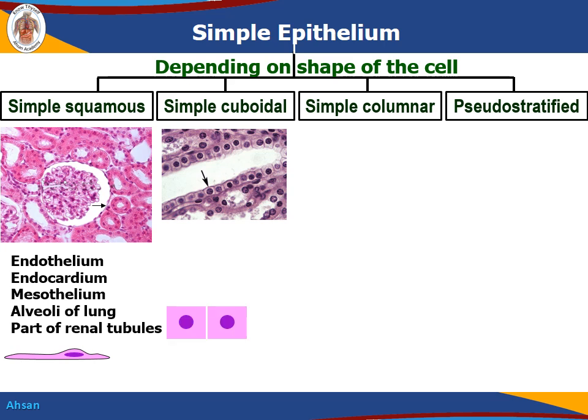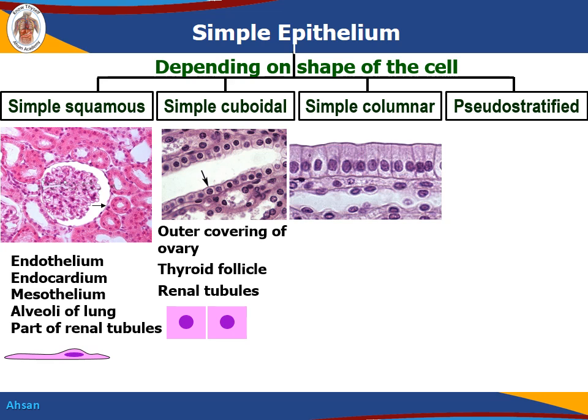Cuboidal cells means they are square-shaped cells containing a nucleus which is rounded and centrally placed. This is present on the outer surface of the ovary. The thyroid follicles are normally lined by simple cuboidal epithelium. In the renal tubule, most of the part, except this one area which is the loop of Henle thin segment, other parts are simple cuboidal. Also, Bowman's capsule has simple squamous.